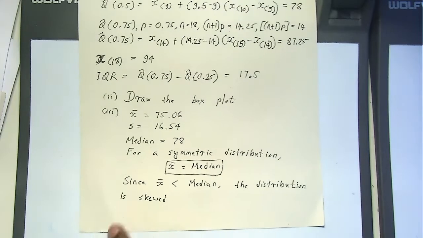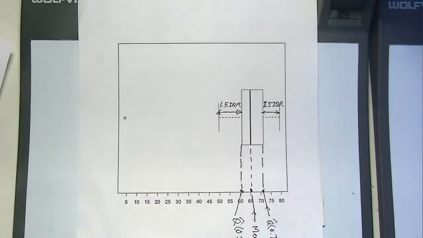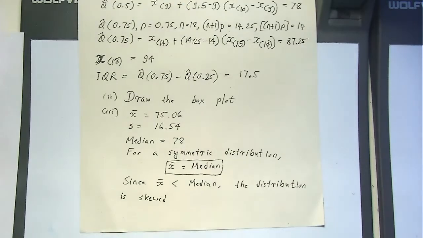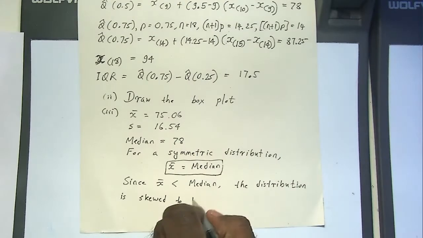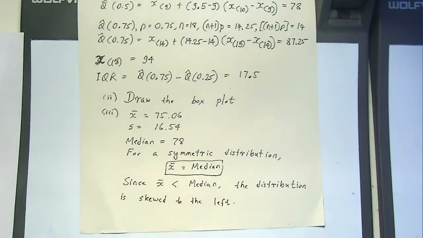So it's skewed. Is it skewed to the left or the right? You tell me. You should go back to the box plot. See, this is the box plot. Is it skewed to the left or right? Which side is it skewed? Left. Okay, so it's skewed to the left. Right. So that's how you do it.